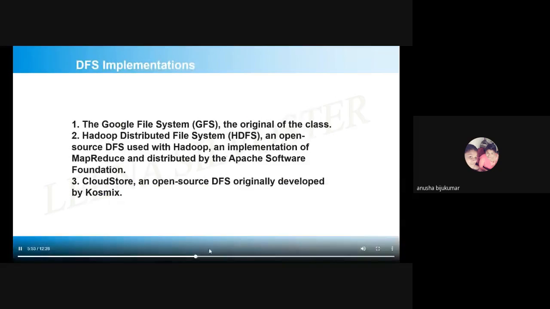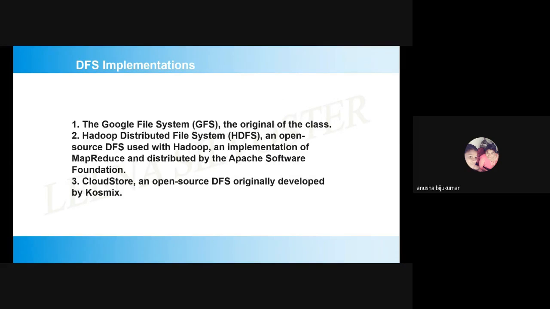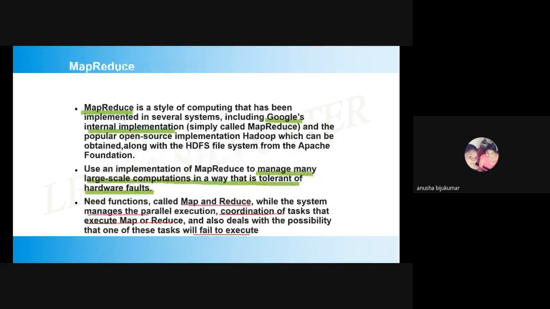DFS implementations include Google File System and Hadoop Distributed File System, which is an open source DFS used with Hadoop. Hadoop is an implementation of MapReduce, and it is distributed by Apache Software Foundation. Then another open source DFS is called CloudStore. It was originally developed by Kosmix. MapReduce is an internal implementation of Google.